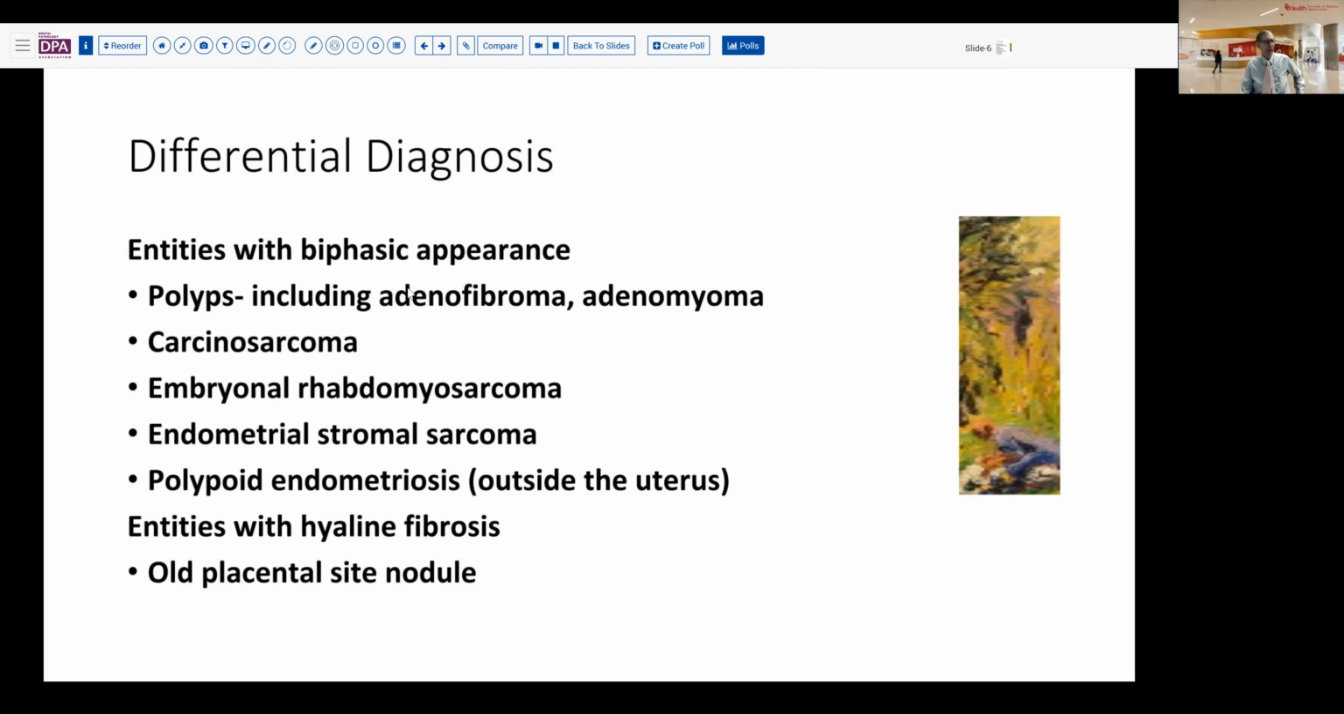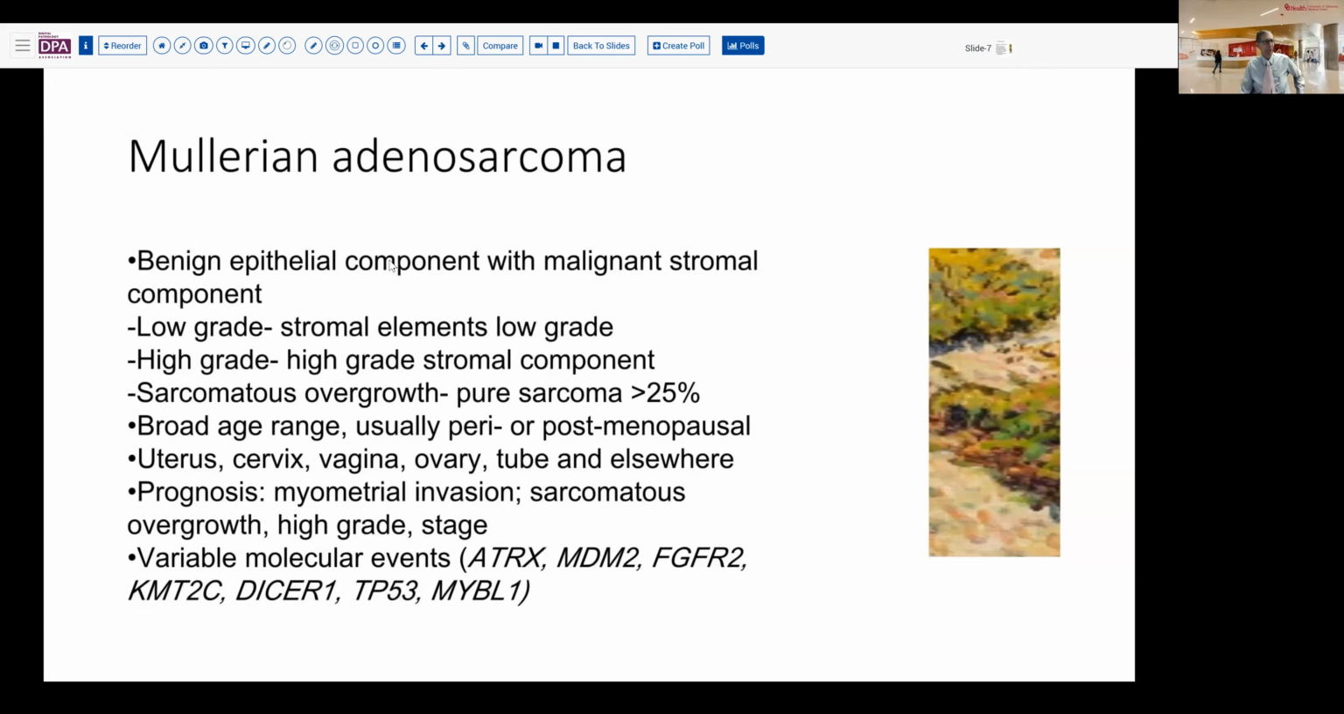Adenosarcoma, as we've indicated in a prior video, is classically defined as an epithelial component that is benign with a malignant stromal element. It comes in three flavors: low grade, high grade, and sarcomatous overgrowth, the current case. The grading is based on the degree of cellularity and mitotic activity in the stromal component. It does occur over a fairly broad age range, but is usually peri- or postmenopausal in the majority of cases.